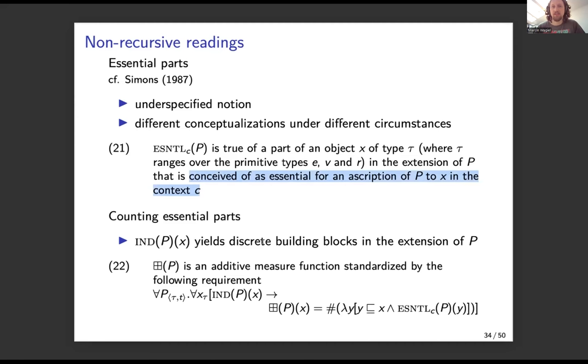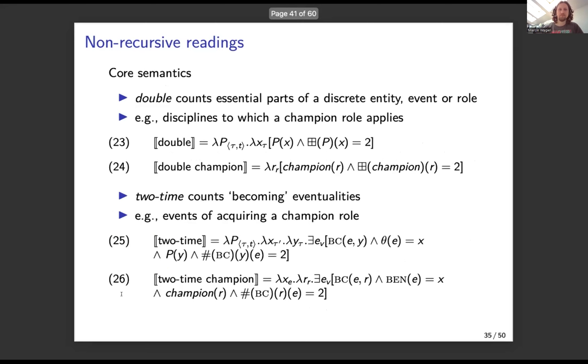So this needs to be something that is very relevant, very important for a given property. And of course, you can count essential parts. For this, we use a different measure function, the box plus P measure function, which is again defined in 22. What 22 says is that when you apply this measure function to a discrete building block in the extension of P, you would get the number of essential parts of an entity of that discrete building block. Okay. Right. So let's have a look at the core semantics we propose for double and two-time.